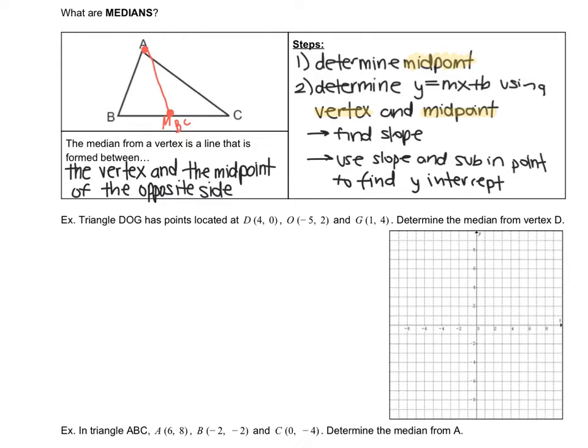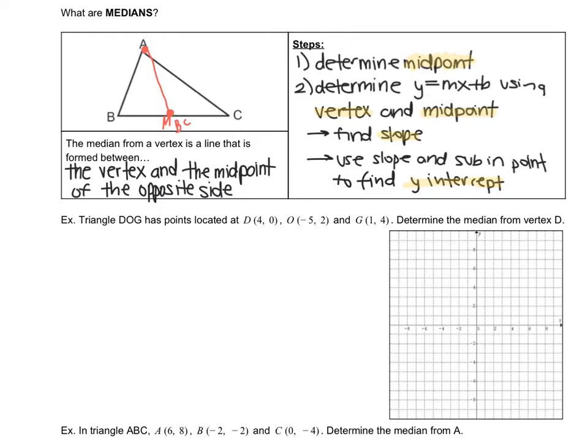So using those 2 points, I will find the slope using y2 minus y1 over x2 minus x1. And once I have my slope, I can sub it in for m in y equals mx plus b. And then I'll sub in another point to find my y-intercept, which is b. So let's get started with an actual example.